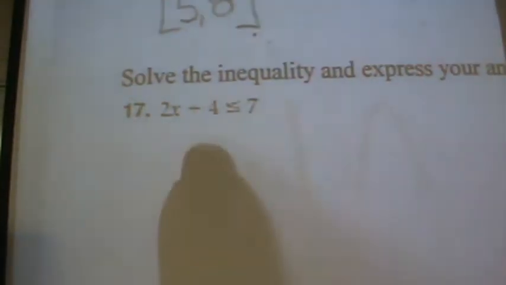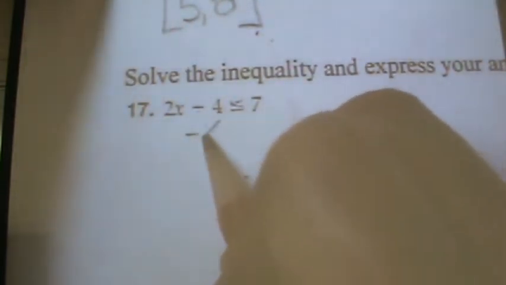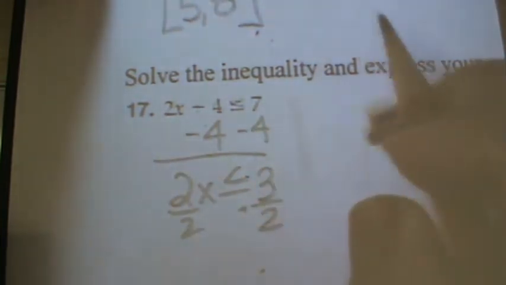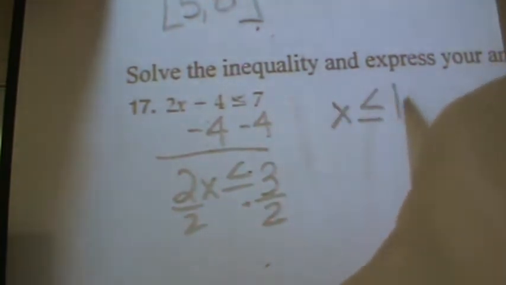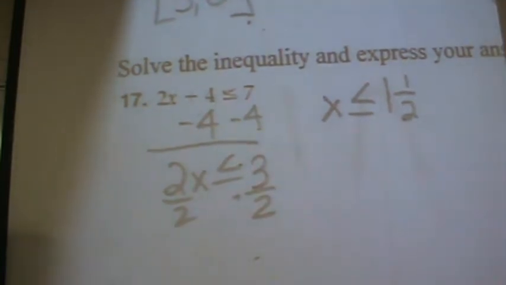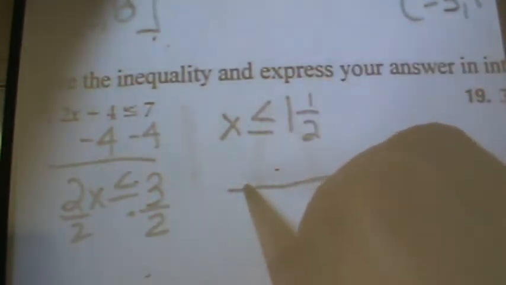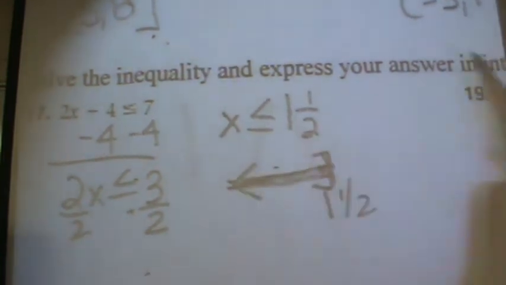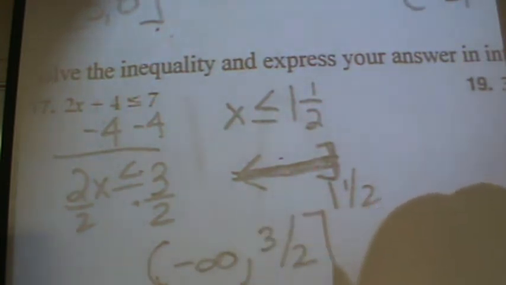Solve the inequality. I believe that's a plus sign. It's 2x plus 4. So you're going to subtract 4. So 2x is less than or equal to 3, divide by 2. So x is less than or equal to 1.5. They want you to express this in interval notation. So if it's less than 1.5, this is the graph of it. It would be 1.5, bracket, shade that region. So we're going to do negative infinity, comma, 3/2, bracket.